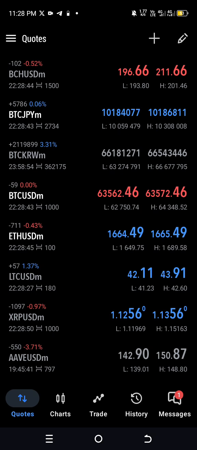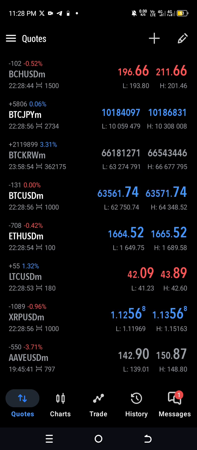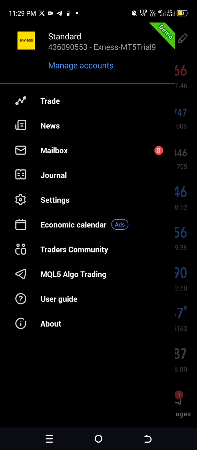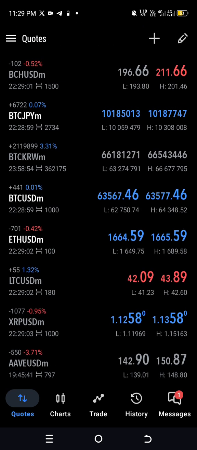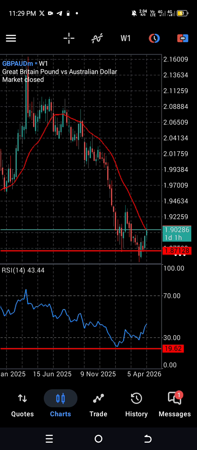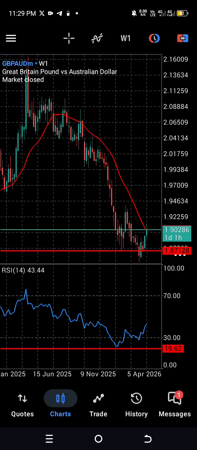For instance, let us use Great Britain pound Australian dollar as an example. I'm using this pound Australian dollar as an example, and I've used the same pair in the previous video on how to spot divergence. That's why I'm still using the same pair as an example.